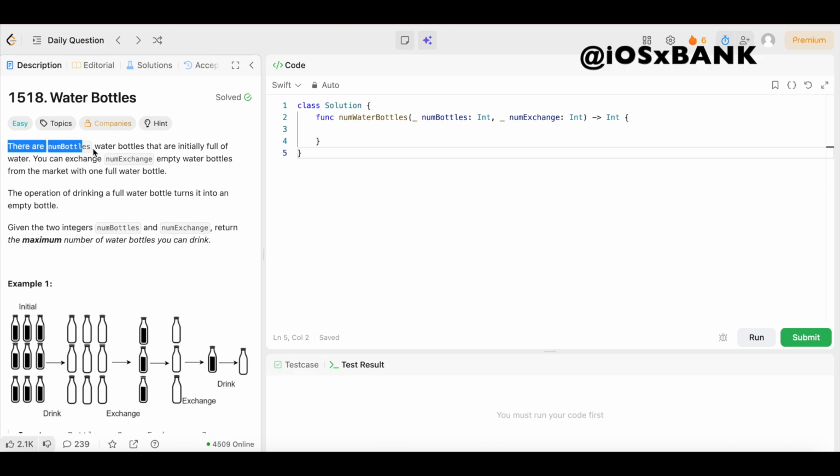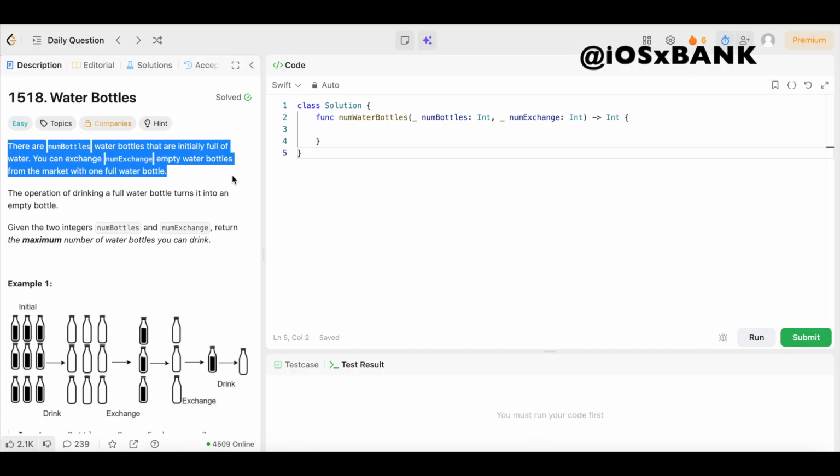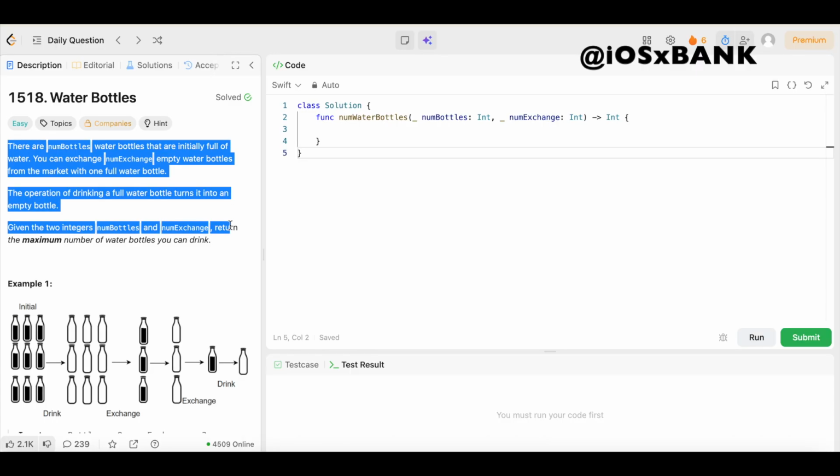Now let's see what the question says. There are num bottles water bottles that are initially full of water. You can exchange empty water bottles from the market with one full water bottle. The operation of drinking a full water bottle turns it into an empty bottle. Given the two integers num bottles and num exchange, return the maximum number of water bottles you can drink.